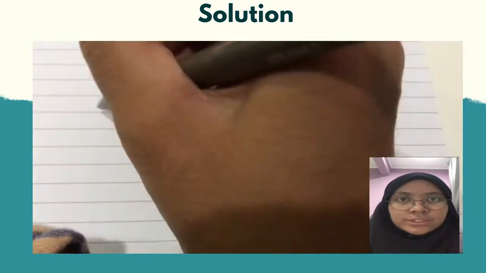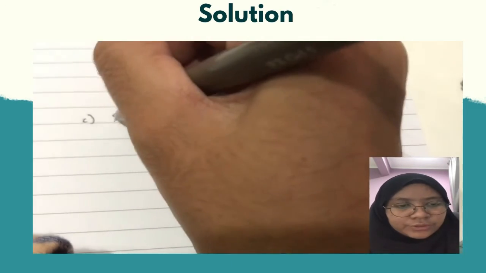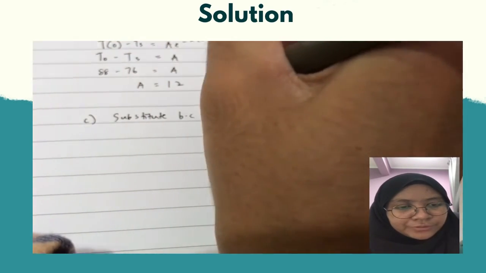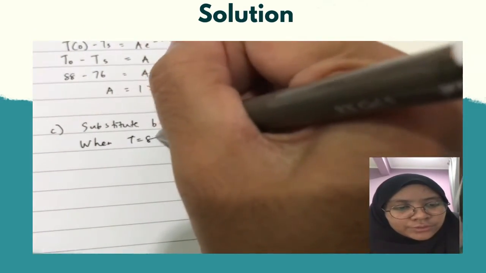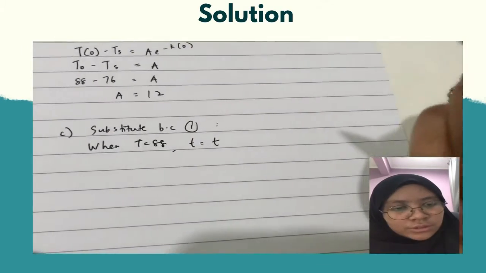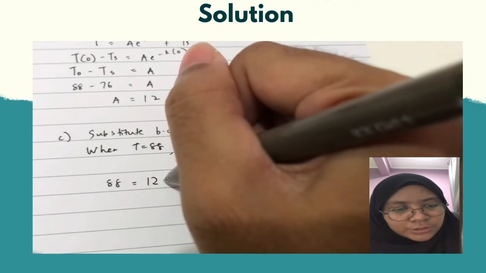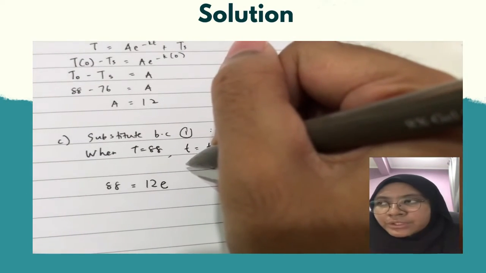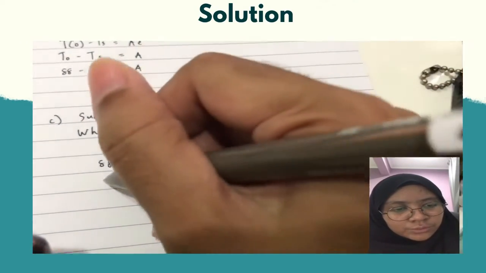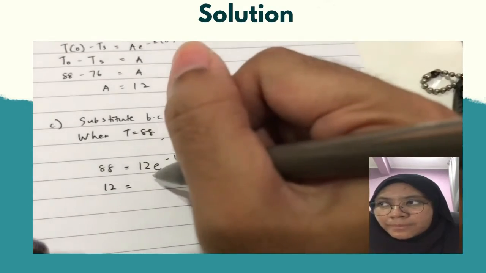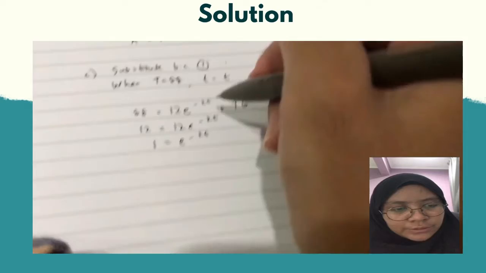For the last question, which is question C, we will have to find the time of murder and the murderer of the crime. So from the formula, T equals A e to the negative kt plus TS. So we have to substitute both of the boundary condition 1 and 2. So first we have to substitute boundary condition 1. So when T equals 88 and time is equal to t, we write it down here. Then we get 1 equals e to the negative kt.